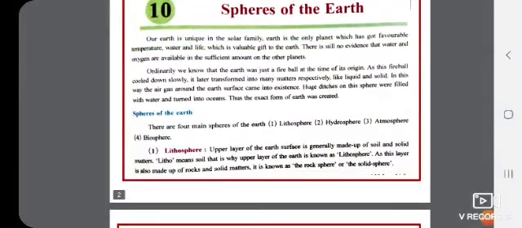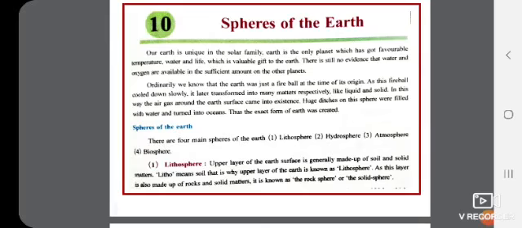Chapter 10, Spheres of the Earth. Our Earth is unique in the solar family. Earth is the only planet which has got favorable temperature, water and life, which is a valuable gift to the Earth. There is still no evidence that water and oxygen are available in sufficient amount on the other planets.